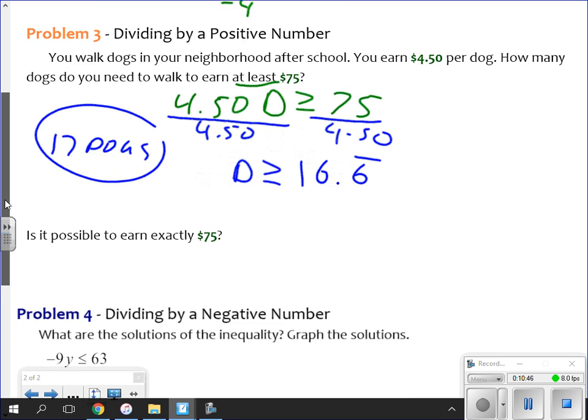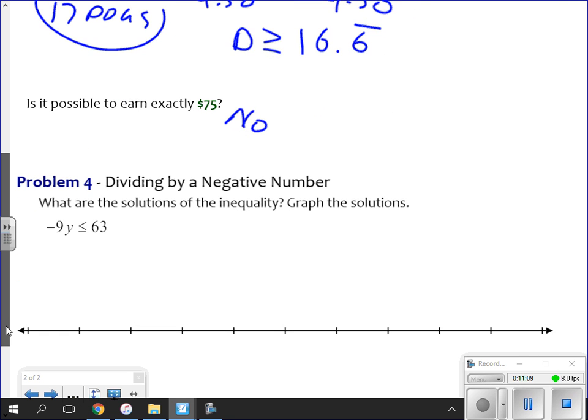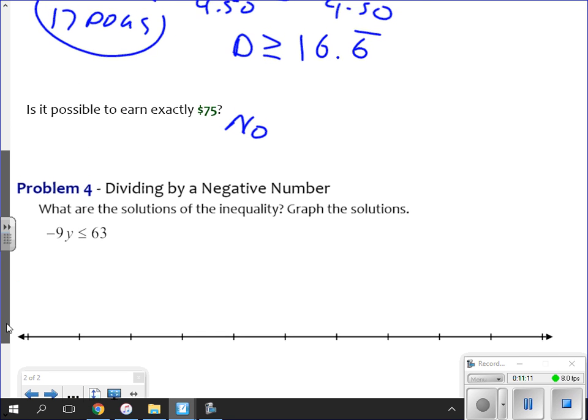And is it possible to earn exactly $75? No. If this had come out as a whole number, then yeah, we could get exactly $75. You can't get exactly $75. You can get more, you can get less. You cannot get 75 itself. Hopefully you'll get tips and you'll do better than that. Tips always work out nice.